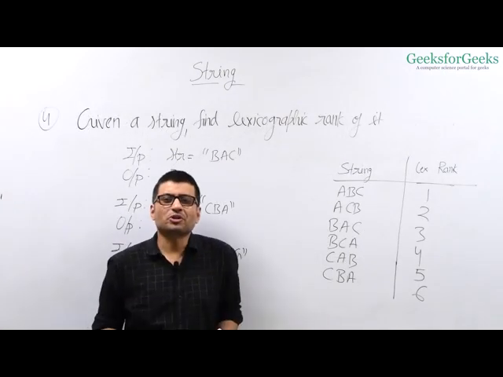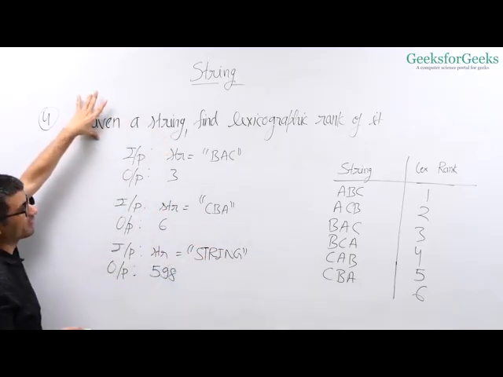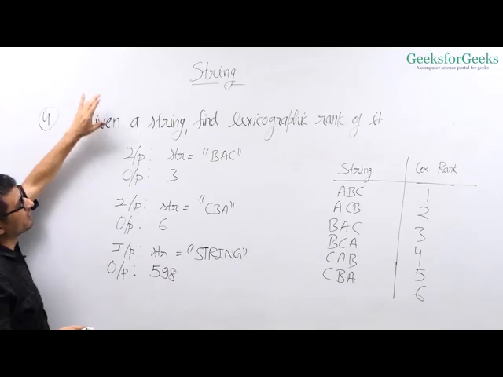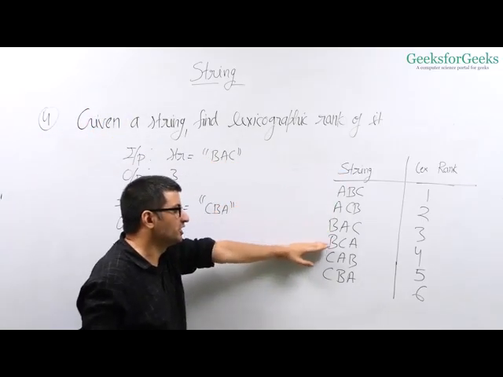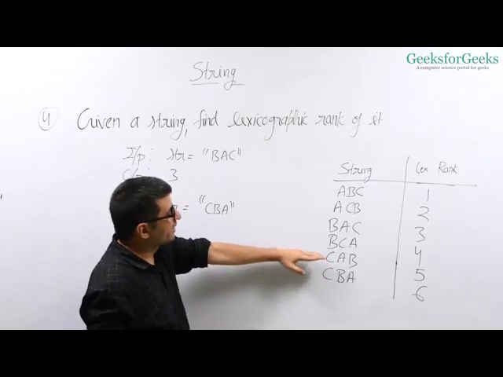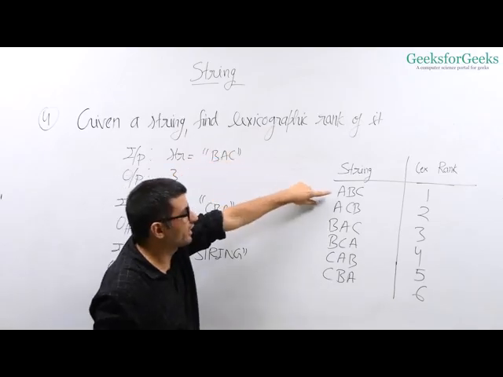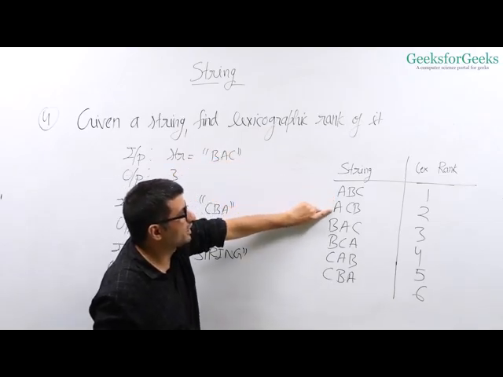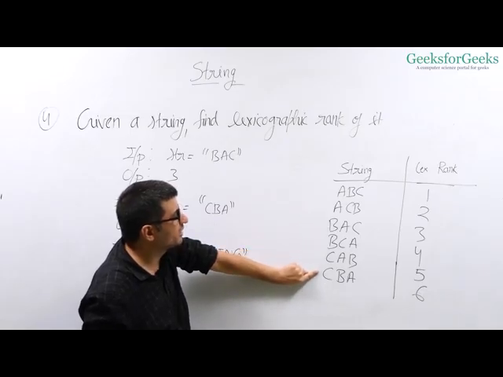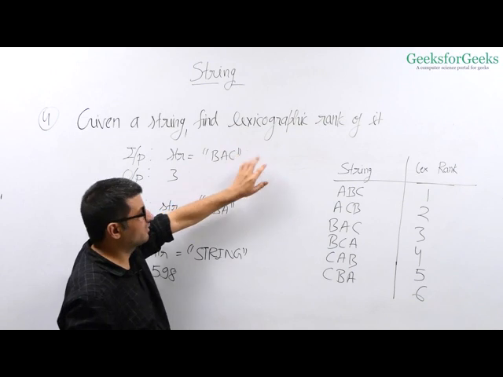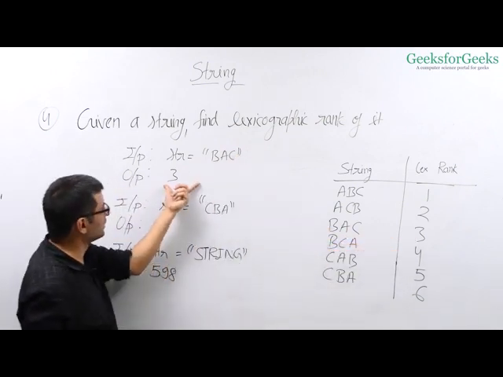Let us now talk about question number 4. We are given a string, and we need to find its lexicographic rank. What do we mean by lexicographic rank? If you sort the given string and write all the permutations in increasing order, then where does the input string come in? So you have BAC, you sorted all the characters, then you started writing them in increasing order. You basically wrote all the permutations in increasing order, and then you checked where BAC is coming. It's coming at number 3. So your output is going to be 3.